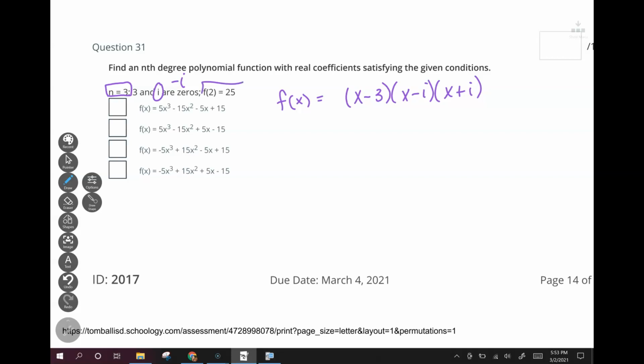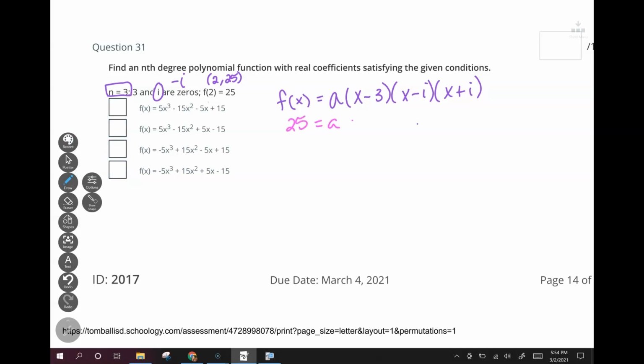Now, what do we use this for? Well, we need to figure out what our leading coefficient is going to be. So I'm going to put an a here, and then we're going to plug in 2 for x and 25 for y, right? Because this is the point. x is 2, y is 25. So we're going to plug those in to solve for a. All right, we'll do that first.